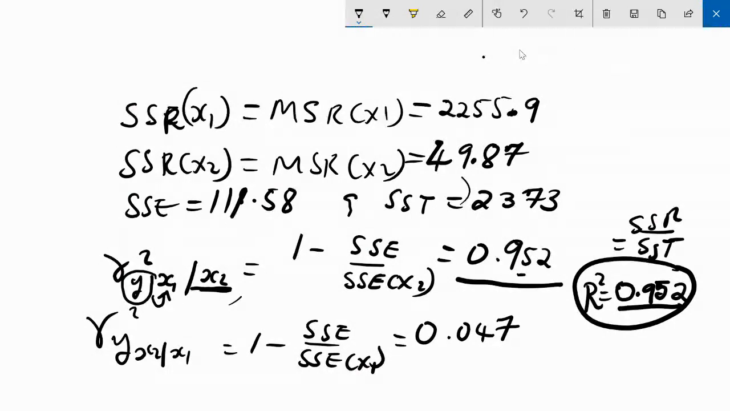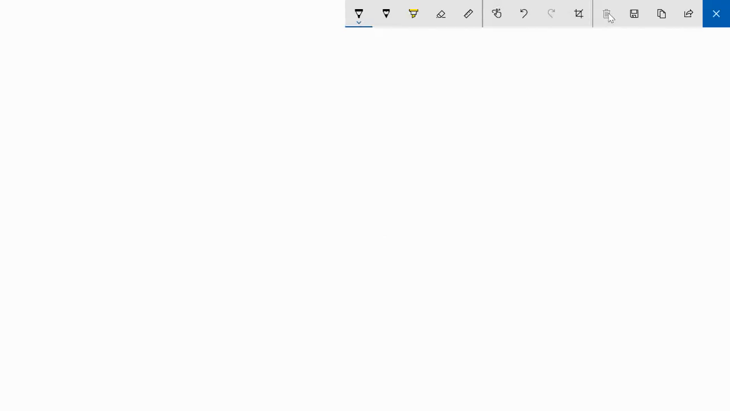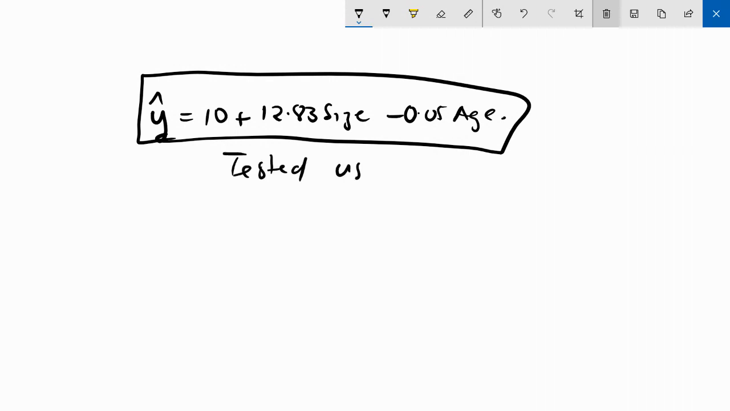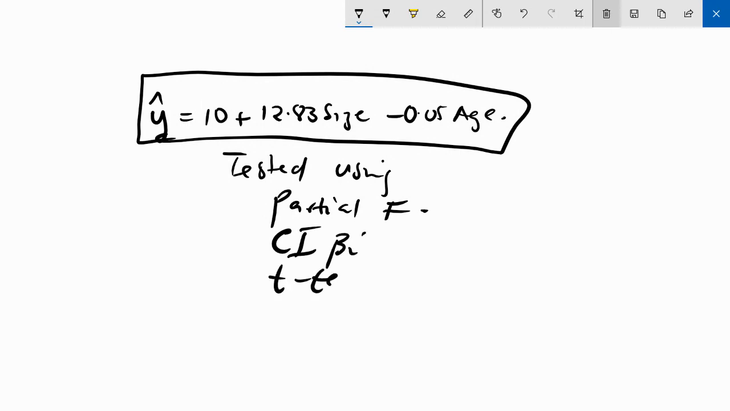So now, if you recall very well, in the morning or last week, what we've done is that we tested, we're having a model. This was our model: 12.83 size minus 0.05 age. This is the model that we had last week, and then you tested using partial F, confidence intervals for the betas, and the t-test.